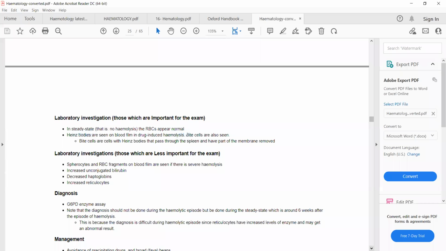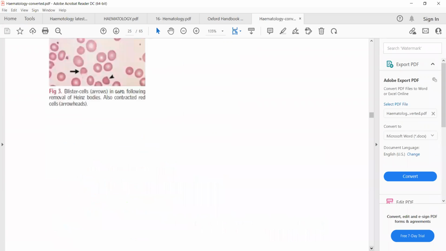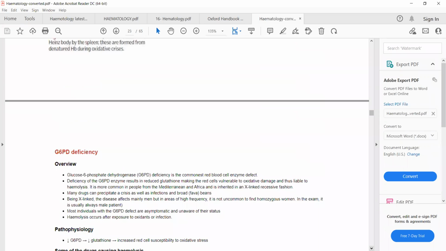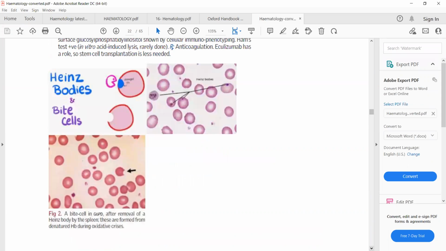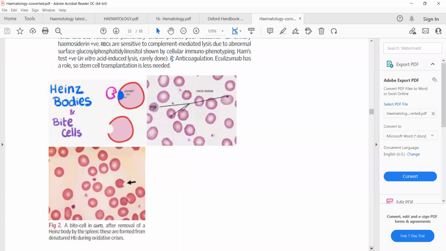Yes, sir. Thank you. So the initial investigation in G6PD deficiency will be a complete blood count with peripheral smear, and the peripheral smear will show Heinz bodies and bite cells. Let me show you Heinz bodies and bite cells. Heinz bodies are basically inclusions that are present in the RBC. You can see in this diagram, this is a picture of a peripheral blood smear, and you can see these blue dots inside the RBC.